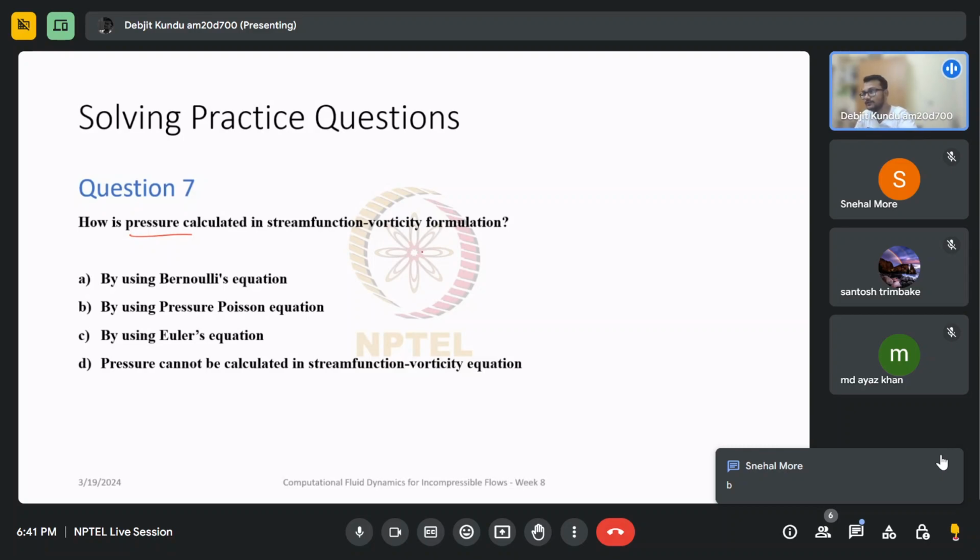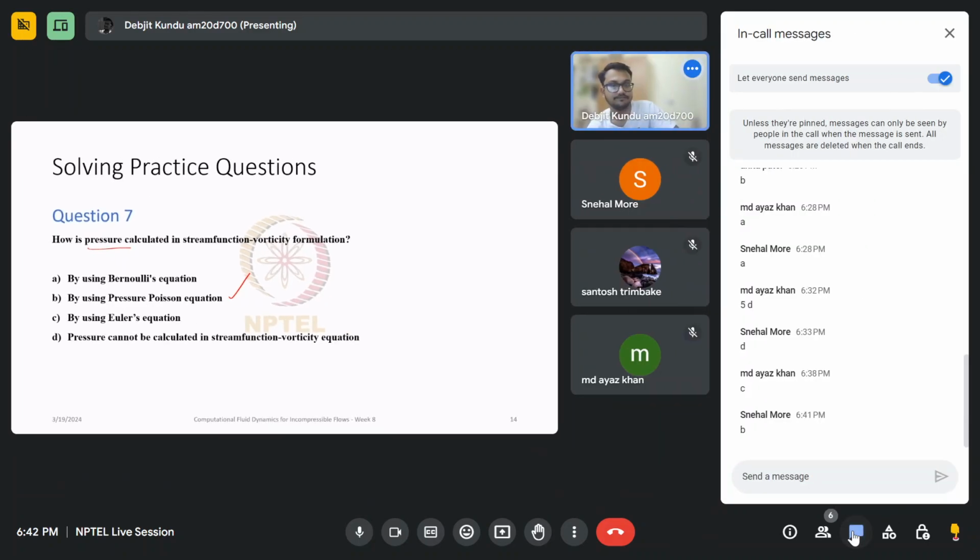Okay, we have one quick response in favor of option B, by using the pressure Poisson equation. Let's see what others have to say.